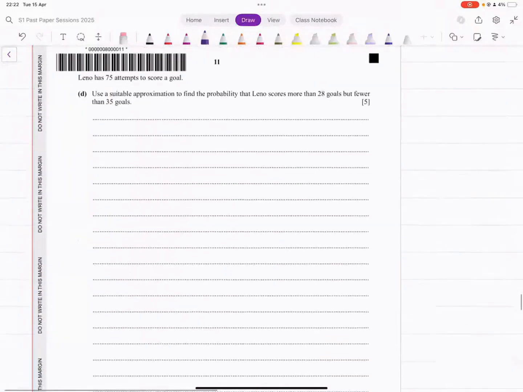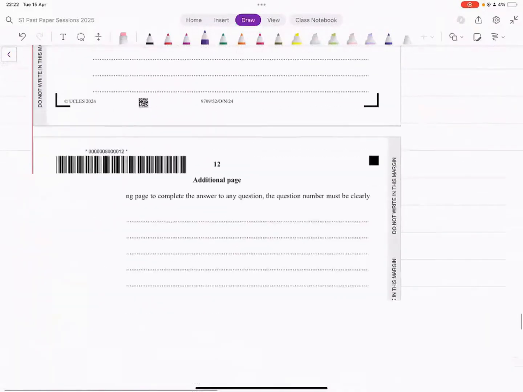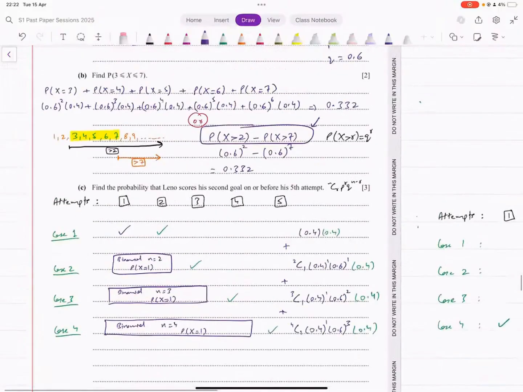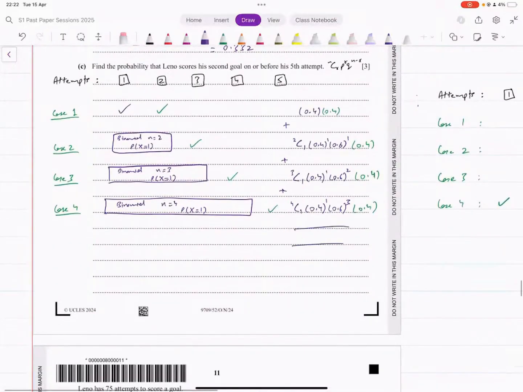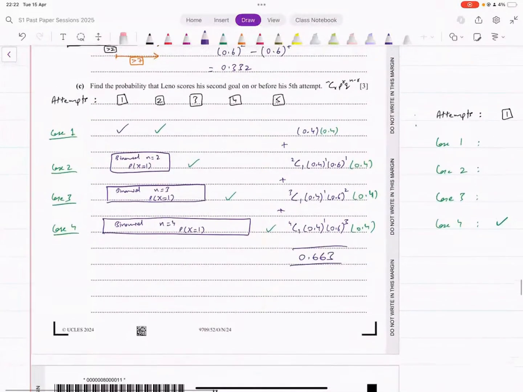Just have one part left. Hopefully my iPad can survive. What's the final answer? 0.663. Okay, thank you. That's the final result that we get. 0.663. That's the final answer. No problems.